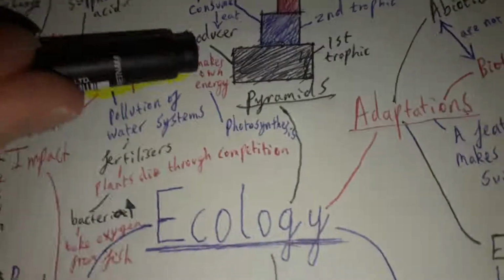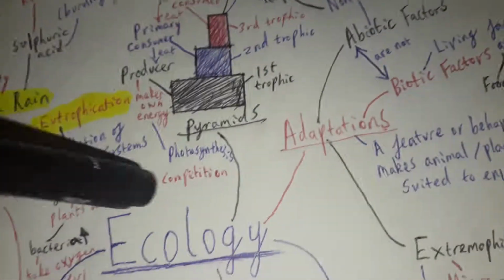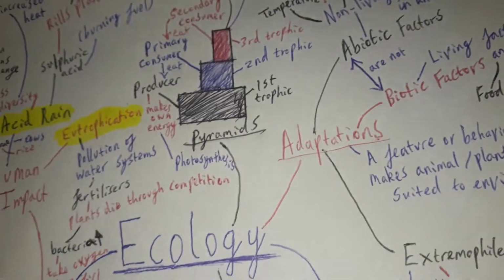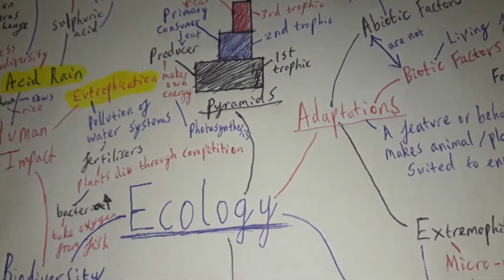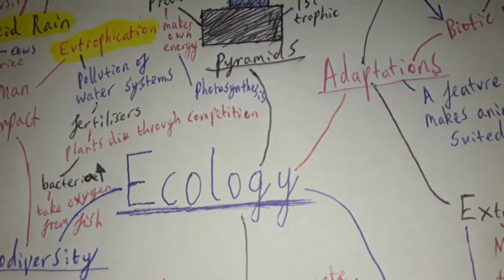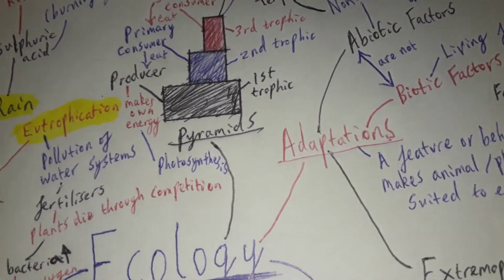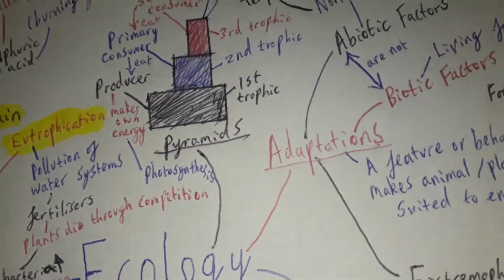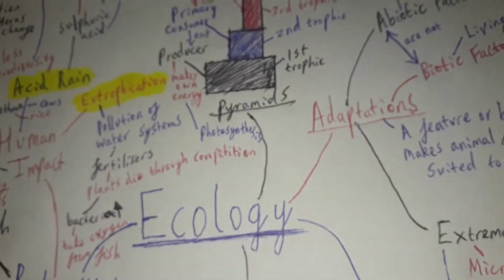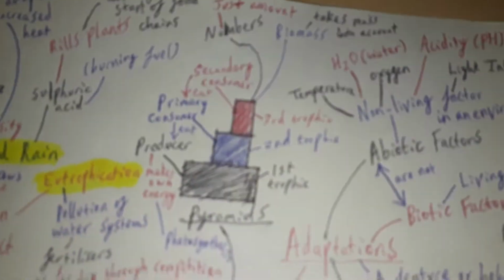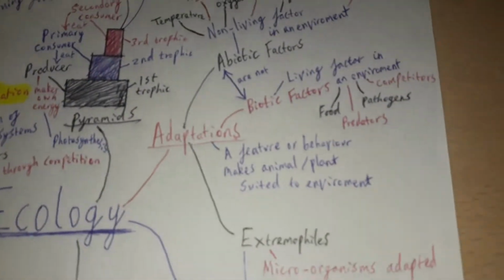Also, though, these pyramids can look upside down because you could have a very small amount of plants and a very big amount of things eating the plants. For example, things like flies. If there were flies that ate plants, you'd have thousands of flies and you'd only have a few plants because flies are so small. And then biomass makes up for that, and we'll see that another time. So that's pretty good. Ecology.